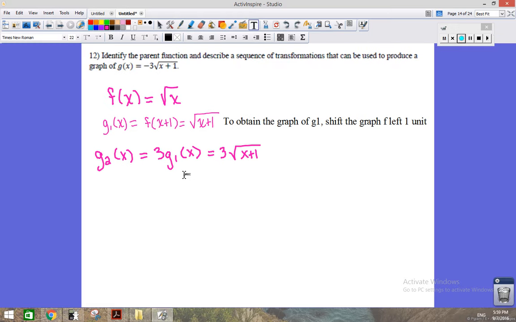So to obtain the graph of this function that we're calling g sub 2, we vertically stretch, and I know it's a vertical stretch because 3 is bigger than 1. If it was a 1/3, 1/2, some proper fraction, it'd be a vertical shrink. But this is a vertical stretch by a factor of 3.